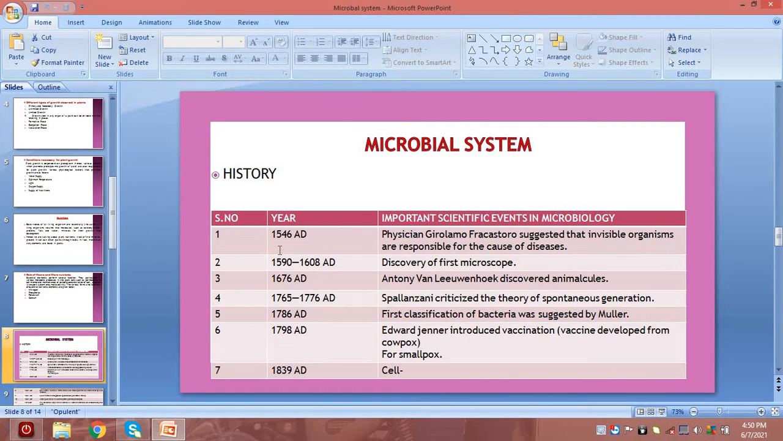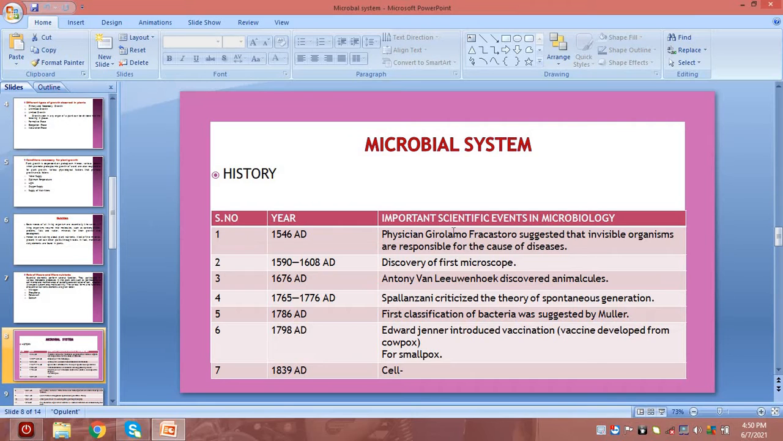In the year 1546 AD, all these are the important scientific events in microbiology. The research done by different scientists in a particular year is given here. The physician Girolamo Fracastoro did his research and suggested that invisible organisms are mainly responsible for the cause of disease.